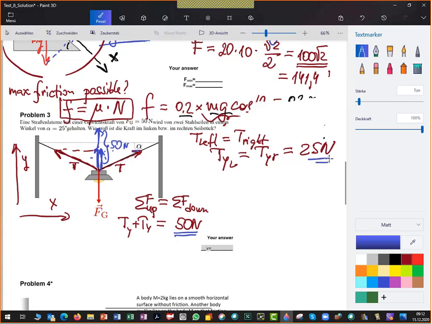Everybody agrees so far? We made two steps in the solution. First, we said tension in the left part is equal to tension in the right part, it must be like this. Second, we found out that the vertical components of tensions are equal to 25 Newton. They must be like this. They cannot be different.